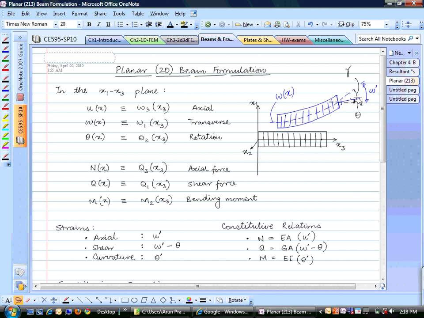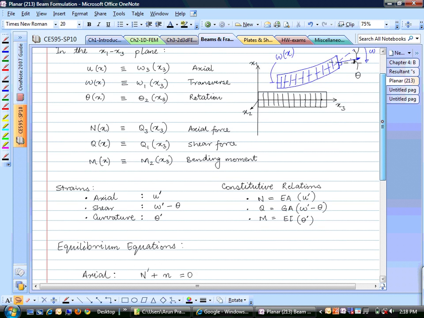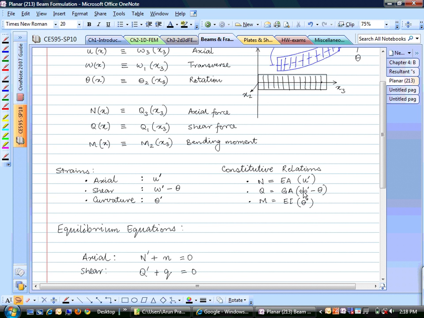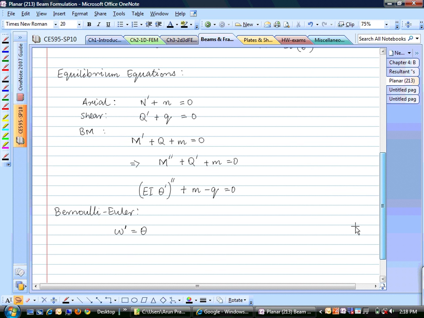So this theta, this normal to the cross section, would be pointing in this direction. In that case, theta and W prime would be equal, and this equation would go away. So if we substitute that, what we get is EI W double prime is equal to Q minus M. So this equation, does that sound familiar? Yeah.